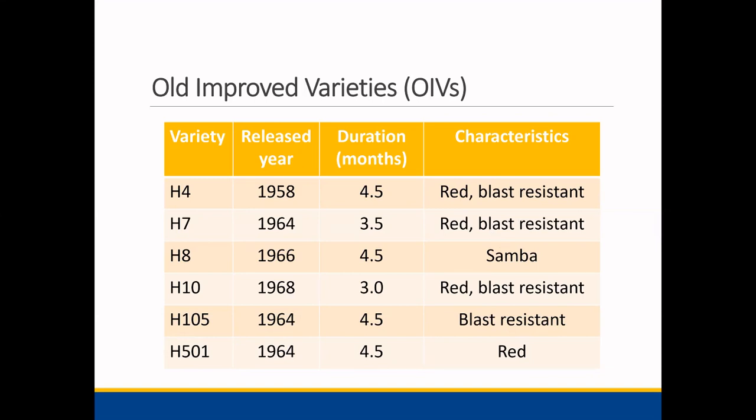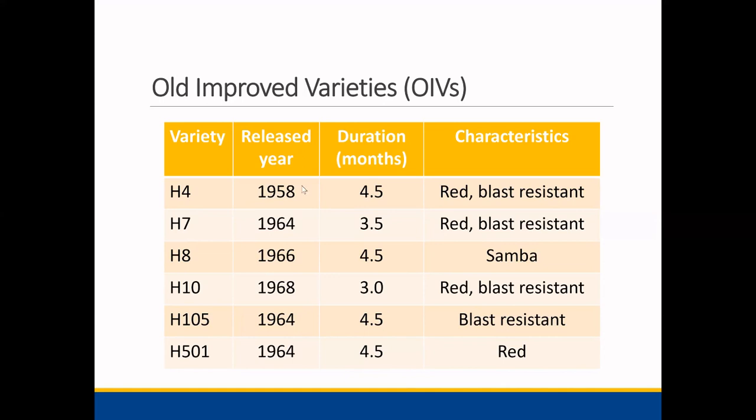But still, if you go to some areas, maybe in the northern region, Jaffna or Kilinochchi, in the northern province, and also in the deep south, if you go to Matara, they still like the red rice varieties, some of them. But if you have to remember the old improved varieties, the majority of them were red. Only H8, that's the Samba, was the white one. But the majority of them were red.